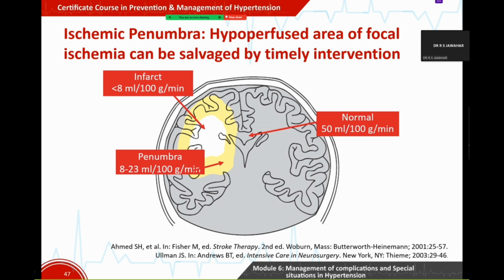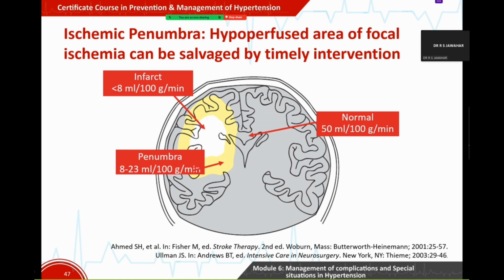Suppose you reduce the blood pressure very effectively in all these acute thrombotic strokes, so what will happen? The blood supply to this penumbra area will be reduced, and this penumbra area is much more increased in its size, and the infarct area is also increasing its size. So we are giving more harm to the patient.